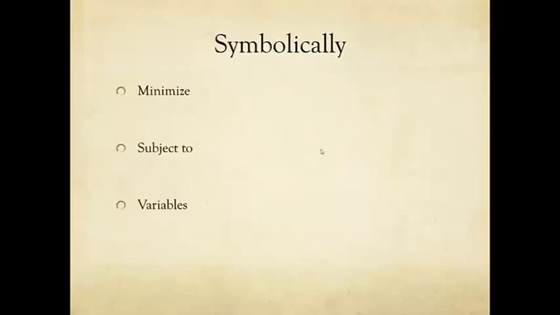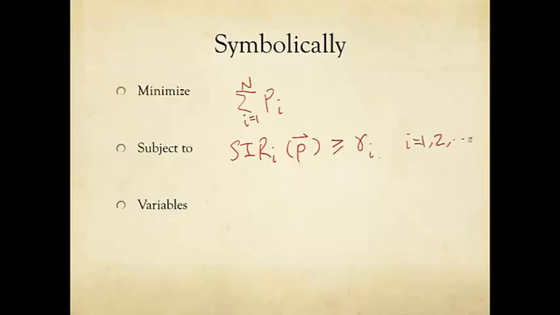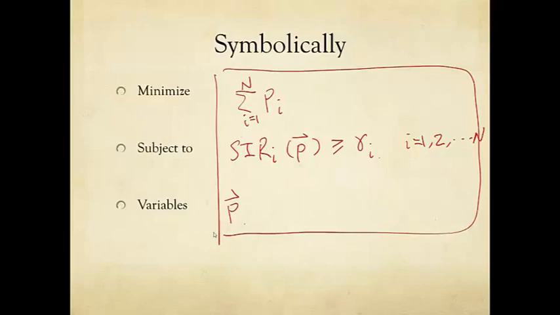Symbolically, in mathematical language, we say the optimization we have is to minimize the summation of the p's, let's say from the first to the nth user, they're all together n transceiver pairs, subject to the condition that the SIRs for each user, which is a function of the entire power vector p because of interference, must be greater than or equal to the target constant gamma_i. And this holds true for the first, second, up to the nth transceiver pairs. And the variable is clearly the p vector. Now, this is our first optimization problem. We will encounter at least 5 or 6 more throughout this course.